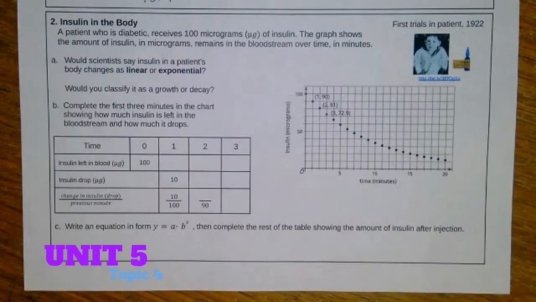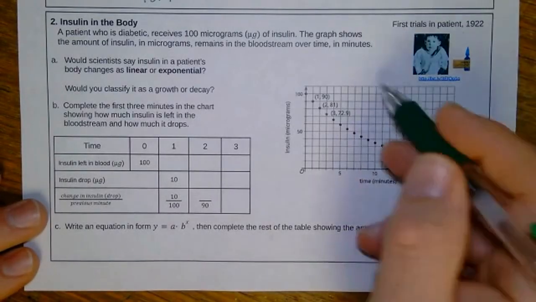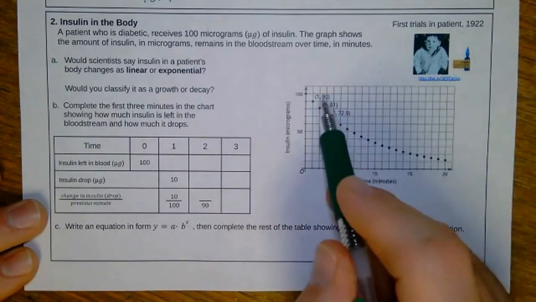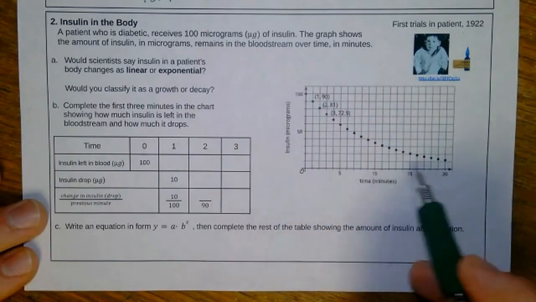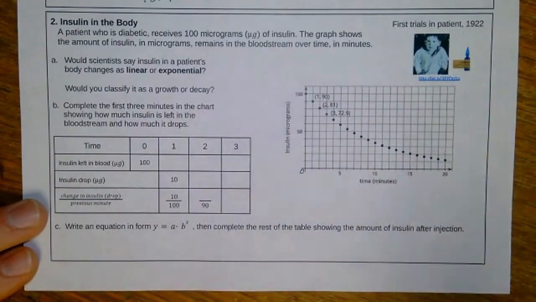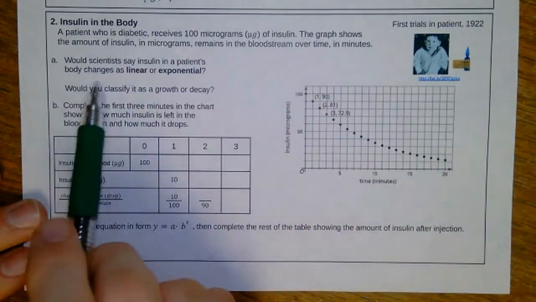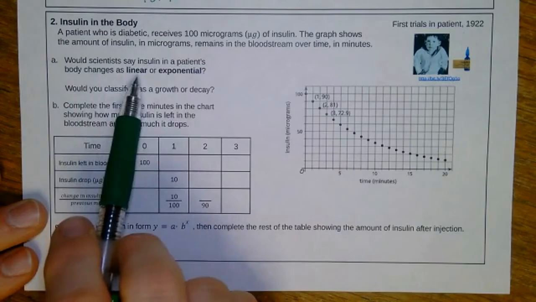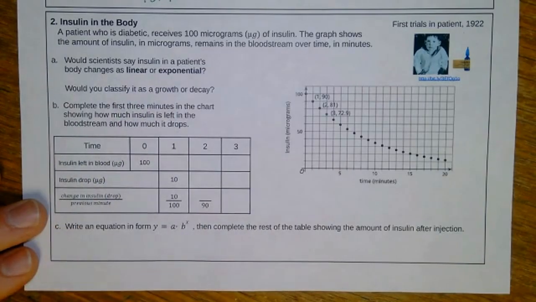Unit 5, Topic 4. Question number 2 talks about insulin in the body. And this is a very challenging question because we only have data from a graph and nothing else. And they want us to write all the way to an equation. So the first thing I would like to ask is this: is this a linear or an exponential question?